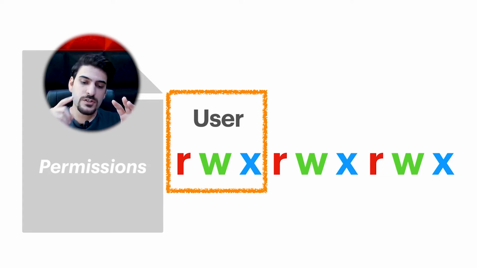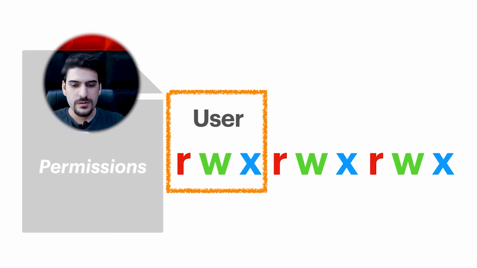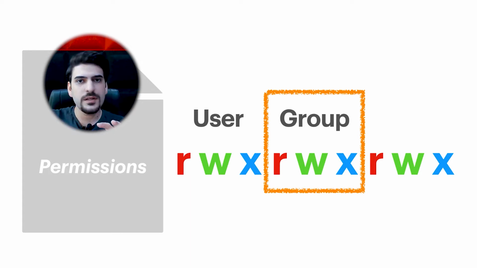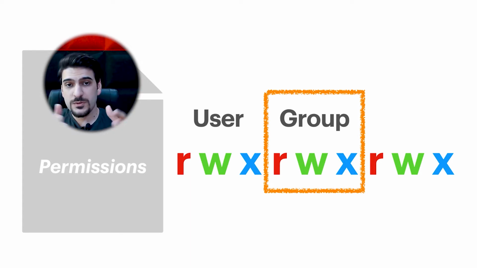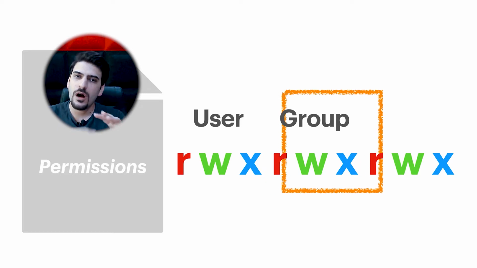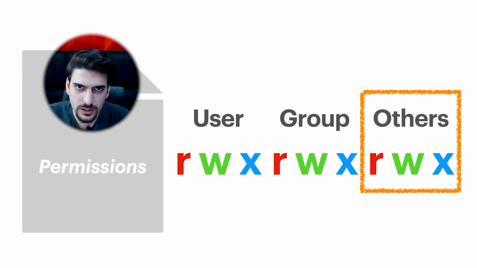So if it is R and W and X, it means that the owner user can read, and also write, and also execute the file. The second 3 characters define the permissions for the group. This part shows what other users, which are not the owner but are in the same group, can do to this file, whether they can read, write, or execute. And the last 3 characters show the permissions for other users, which are completely non-related.